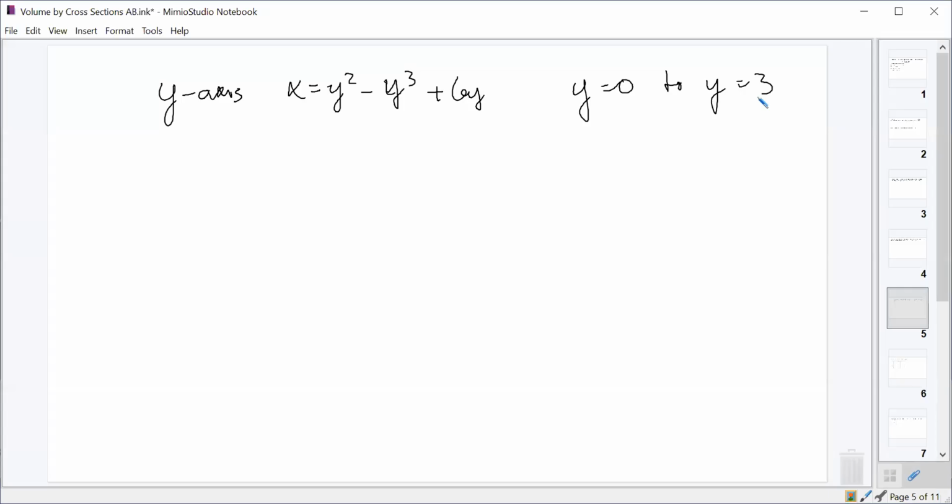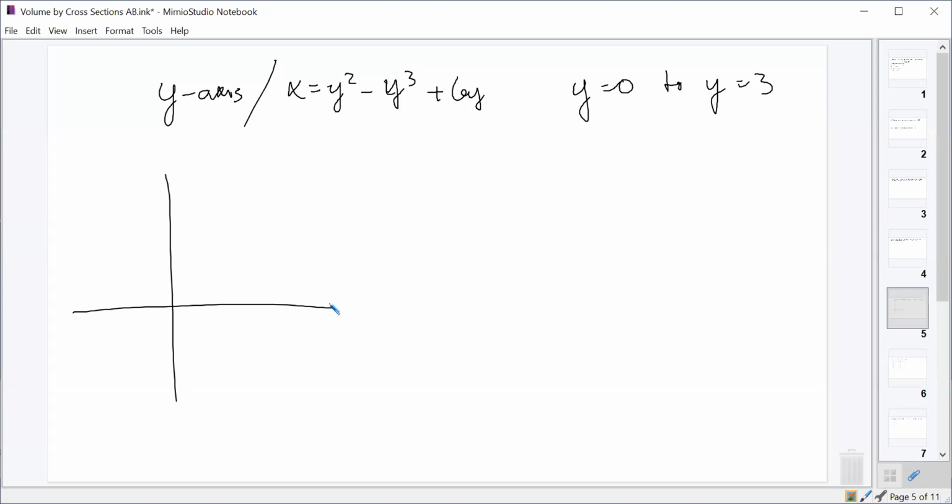So we want to find the area of the region between these two things, the y-axis and x equals y squared minus y cubed plus 6y from y equals 0 to y equals 3. So the first thing is we could try and sketch this, but that's going to be a little difficult, as this x equals y squared minus y cubed plus 6y. But since this is currently quizzes where you can basically do whatever you want on the computer while you're taking them, you could just punch it into Desmos and see what it looks like.